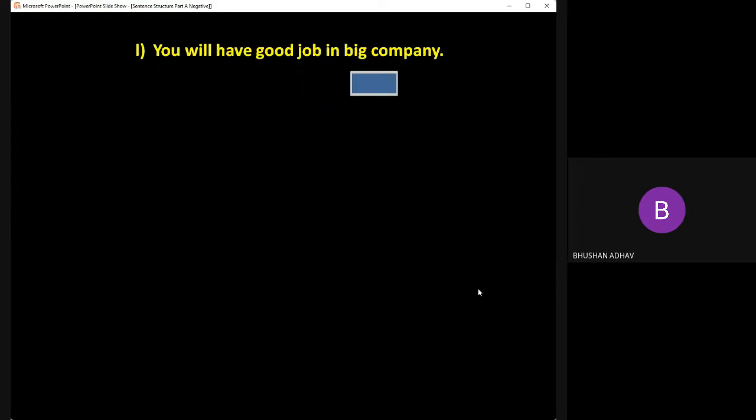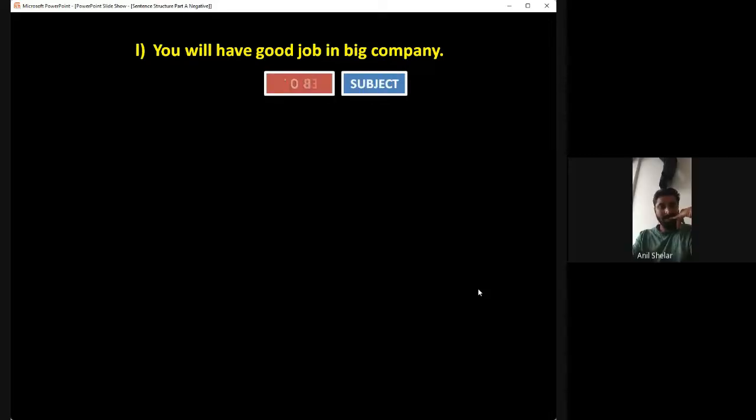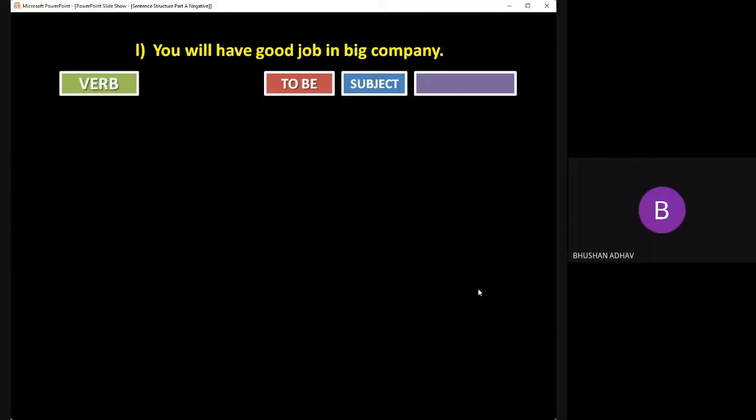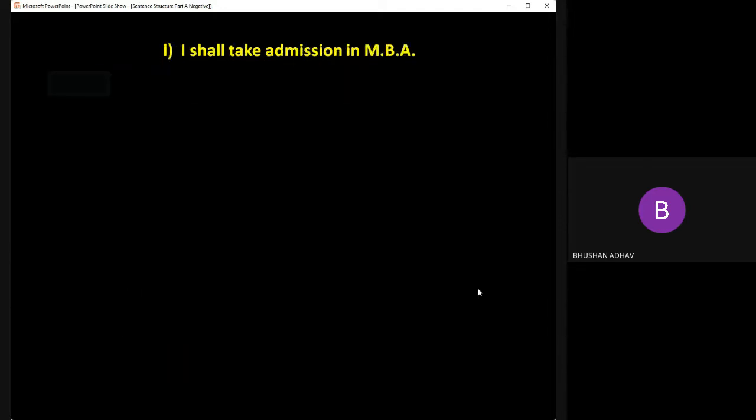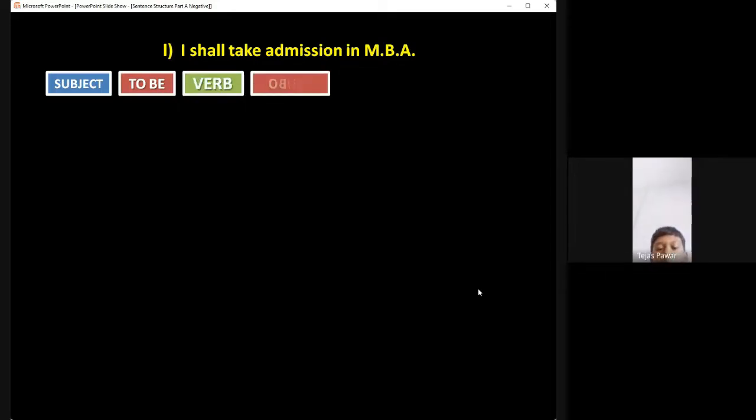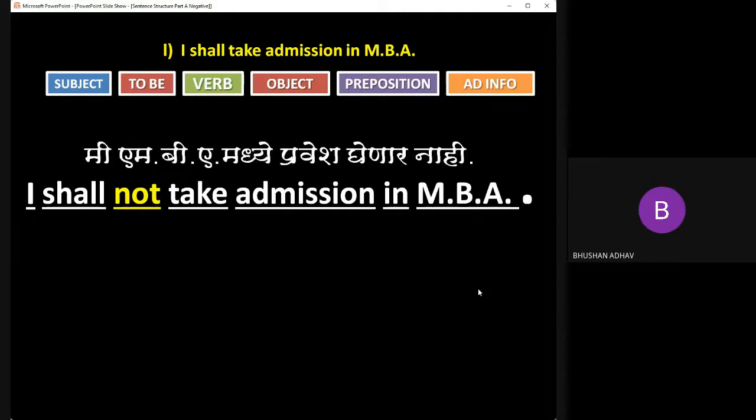You will have a good job in a big company. Will not have. You won't have a good job in that company. Will have, will not have. I shall take admission in MBA. I shall not take admission in MBA. Absolutely. After the to be form, I shall not take admission in MBA.